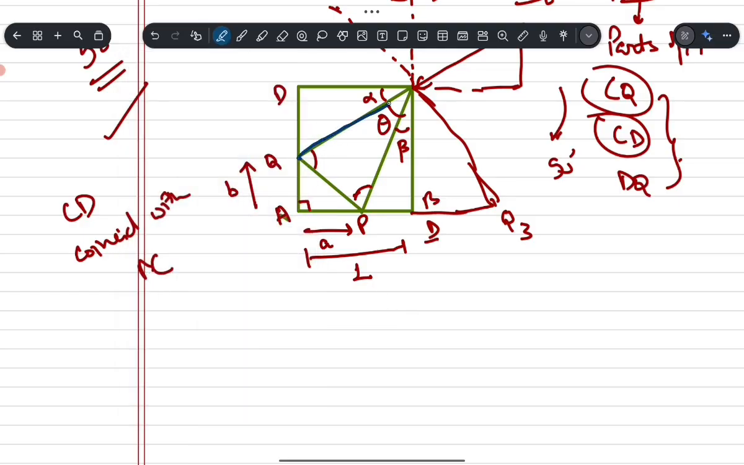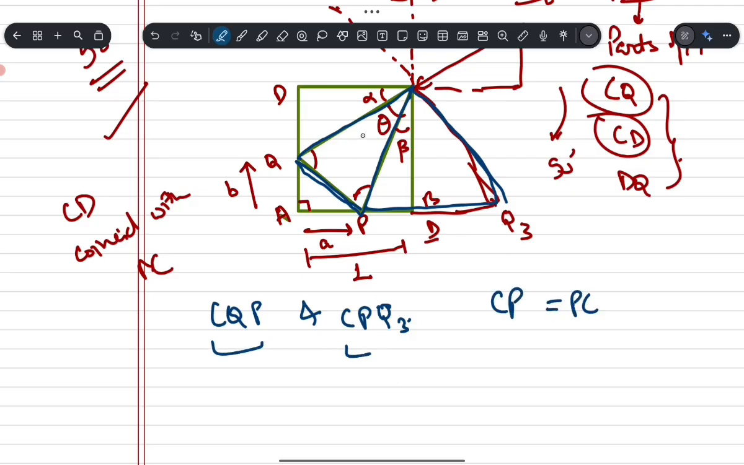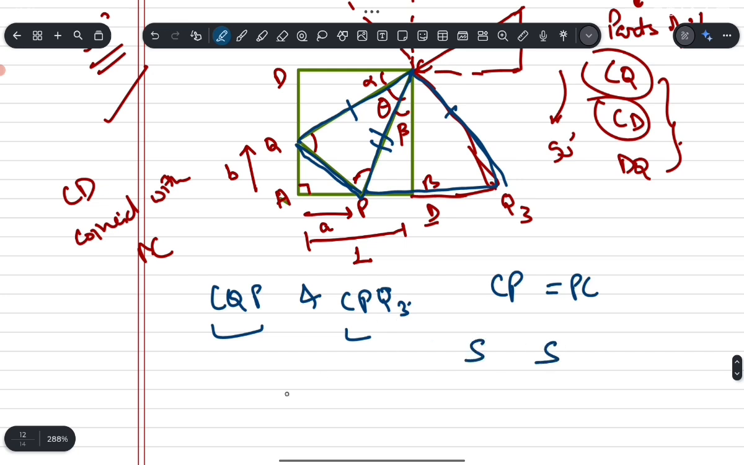I want you to look at this triangle, this, and this. What are we calling them? CQP and CPQ3. Yep. Notice that CP and CP are common. Also notice that CQ, this is the triangle that we brought here, right? So CQ is basically this. CQ3 is the new position for CQ only. So this equals this. Now, we have S and S.